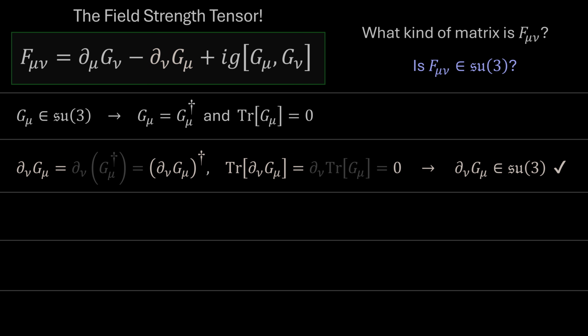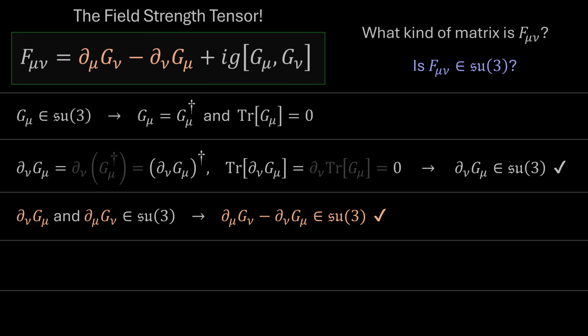And in our definition of the field strength tensor, we have two derivatives of the gauge field. We have partial nu g mu, and we have partial mu g nu, both of which live in SU3. And if you have two matrices that are traceless and Hermitian, you can add or subtract them, and the result is always going to be traceless and Hermitian. So that demonstrates that the derivative terms live in SU3. So this is really cool. Now, if only that commutator term lives in SU3 as well, then we'll have demonstrated that f mu nu lives in SU3. So let's hope that's the case.